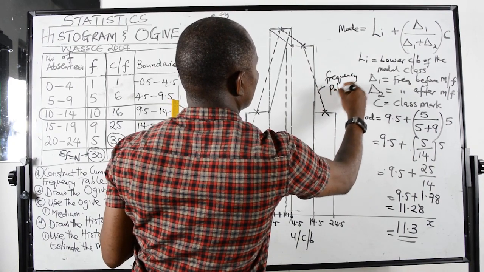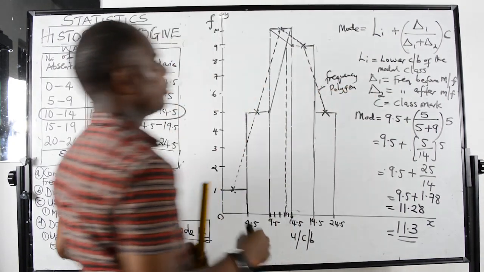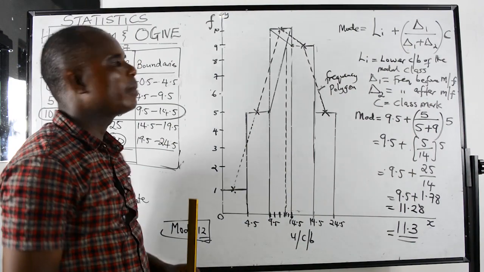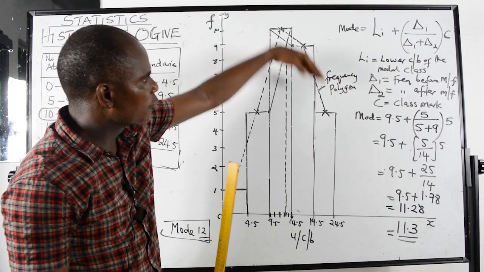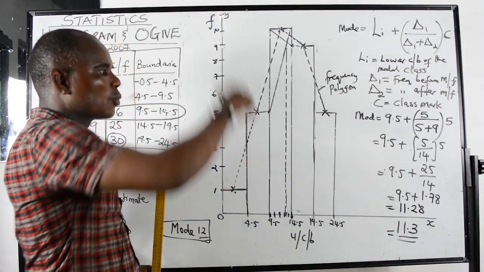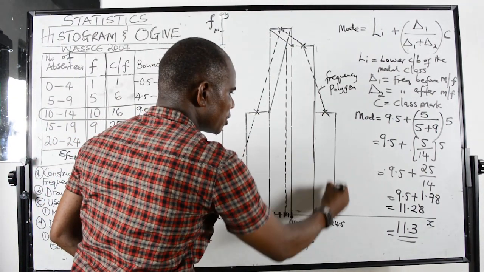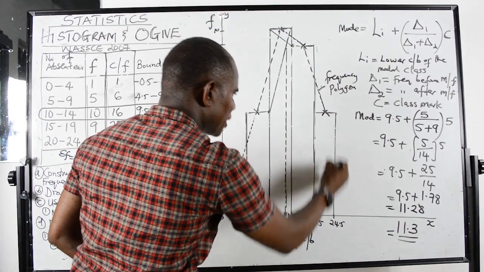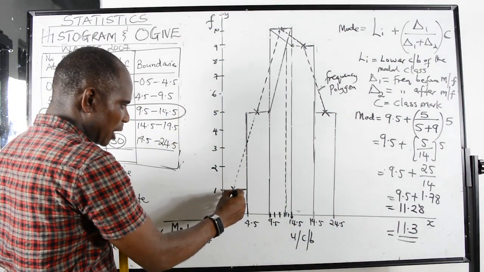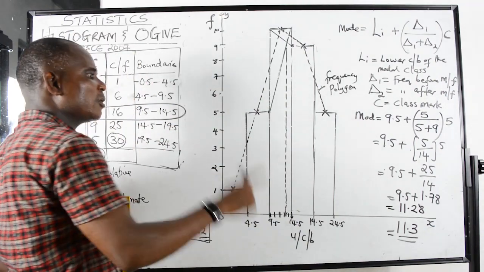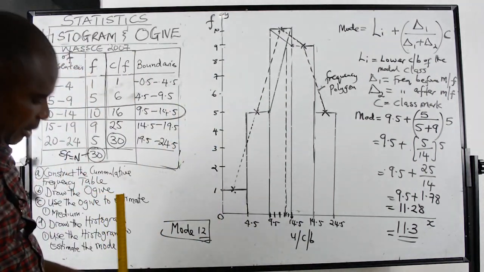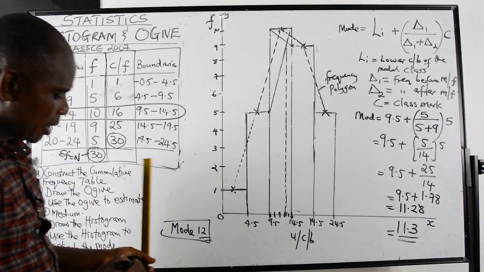Frequency polygon. What is a polygon? It's a plane closed figure bounded by straight lines. That's why you're joining them with straight lines there. So if I have to close it, then I have to drop it onto this part here. So I drop it down here so that I can close, because a polygon is a plane closed figure bounded by straight lines. So that is the polygon for you, and this is the mode.